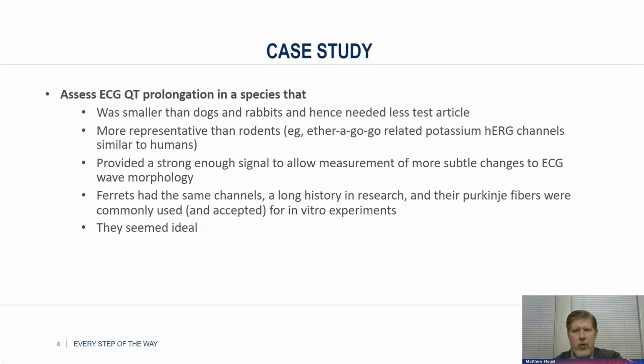And as a bonus, when you do that initial hERG channel assessment in vitro, so tabletop, you're using typically Purkinje fibers from the heart of a ferret. So from a regulatory standpoint, there's already some buy-in that they're the right model, because you can point to it and say, well, if those Purkinje fibers that we're looking at are good enough for the in vitro work, well, then they've got to be good enough for the in vivo work as well. So they seemed ideal. And they were, just not from a development phase.